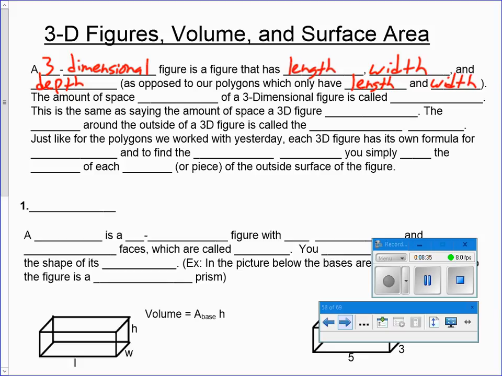So here we have some different concepts that figure into the 3D figure. The amount of space inside of a three-dimensional figure is called the volume. This is kind of like the three-dimensional version of area. It's the amount of space inside a 3D figure, also saying that it's the amount of space that a 3D figure occupies or contains.